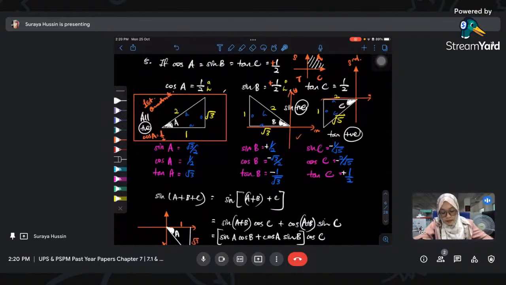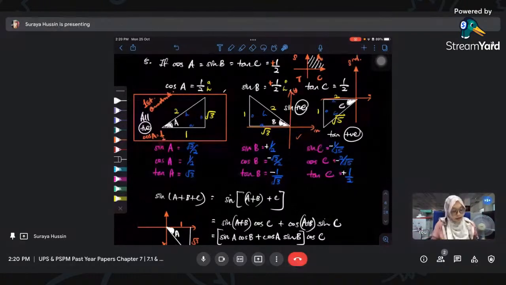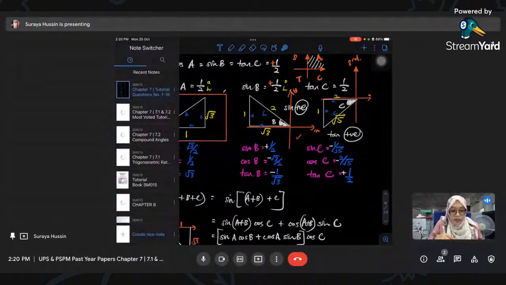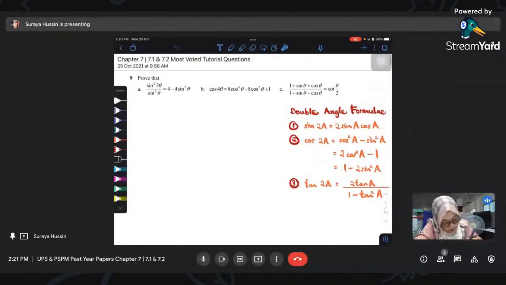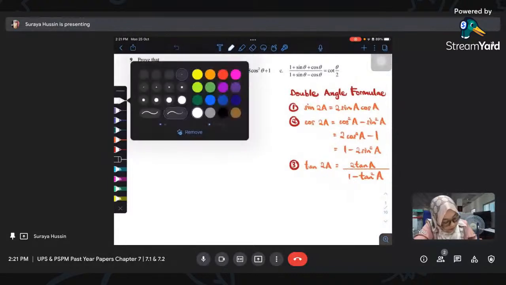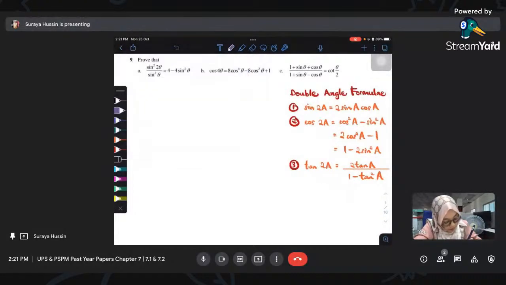Okay, so now I'll go to question 9. I'll go to question 9 now. 9A. So, banyak soalan proving yang kamu semua vote, memang hampir semua untuk lesson sekarang ni adalah soalan proving.